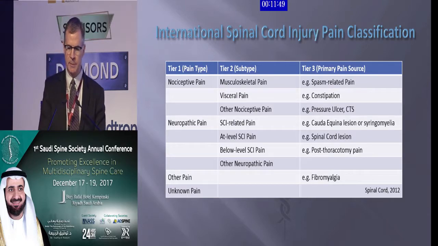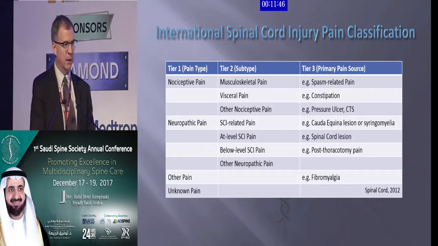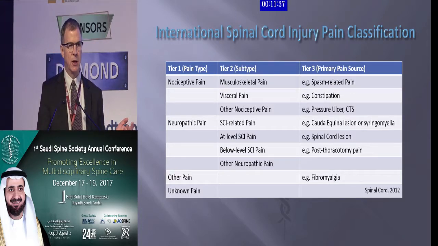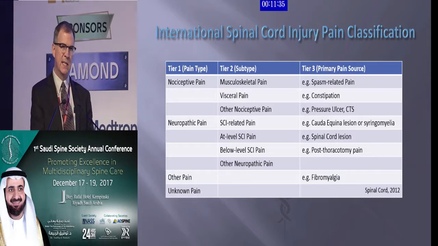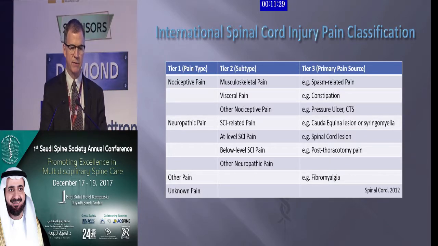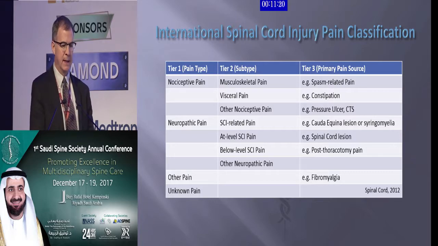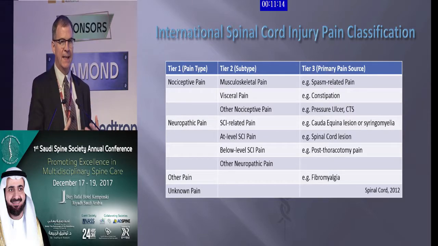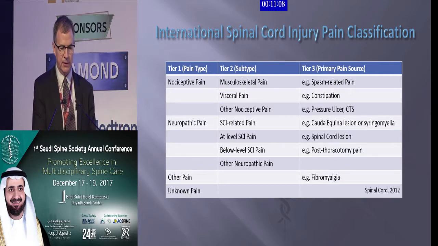So the International Spinal Cord Injury Pain Classification came out with an update in 2012, published in Spinal Cord, again talking about pain and the classification. Tier 1 is the pain type, which could be nociceptive pain, neuropathic pain, or other or unknown pain. Tier 2 subdivides each of those, so nociceptive pain could be subclassified into musculoskeletal or visceral pain, which is not uncommon in the spinal cord injury population, or other nociceptive pain. And neuropathic pain, a big classification, could be at the level of the spinal cord injury, below the level of spinal cord injury, or other unrelated neuropathic pain.